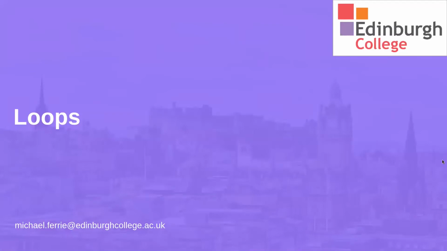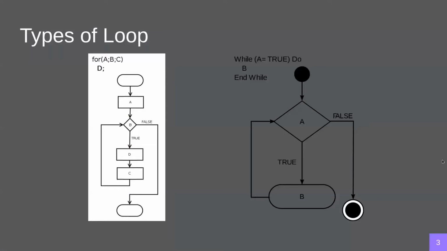Python is a simple and easy to learn language, and in Python there are only two different kinds of loops that you need to know. You only need to know two, and those two are a for loop and a while loop. I've added a little flowchart that represents each here.